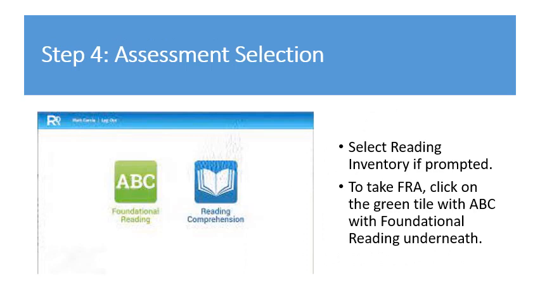After logging in, you will need to select Reading Inventory if prompted. To take FRA, click on the green tile with the ABC with the foundational reading underneath. This tile right here.